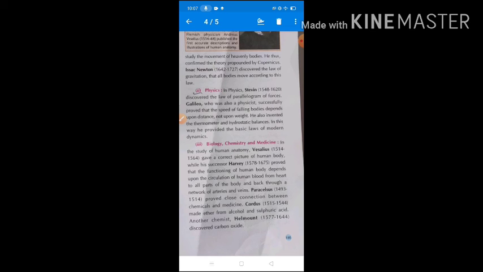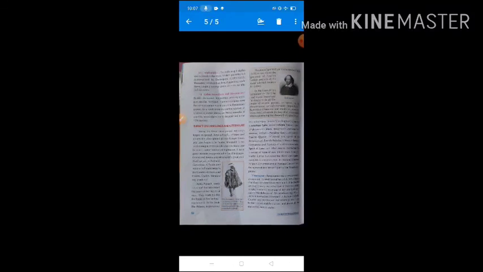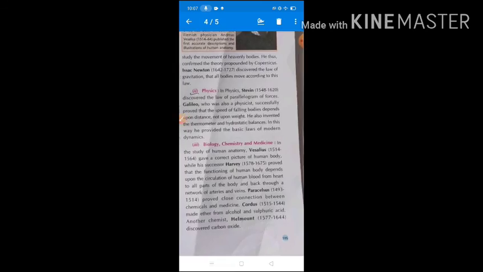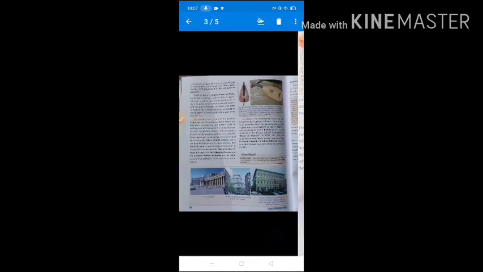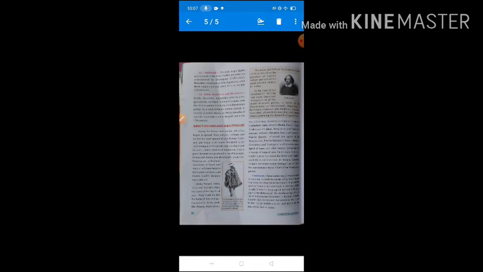If you see, there were so many changes in the study of human anatomy, vessels and other important changes. It was proved that the functioning of the human body depends upon the circulation of blood from the heart to all parts of the body. Okay, so these are also the changes in the fields of biology, chemistry and medicine, physics, astronomy and the field of art and architecture.